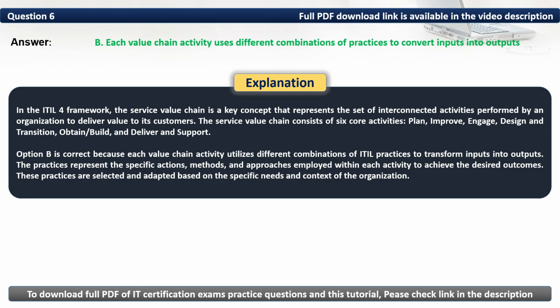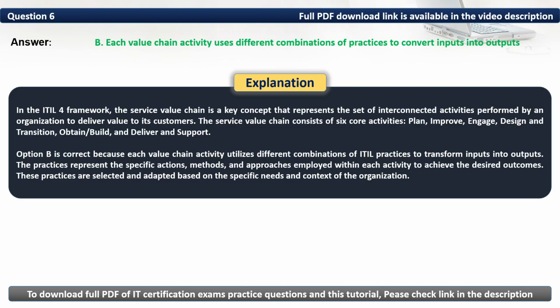In the ITIL 4 framework, the service value chain is a key concept that represents the set of interconnected activities performed by an organization to deliver value to its customers. The service value chain consists of six core activities: plan, improve, engage, design and transition, obtain or build, and deliver and support.